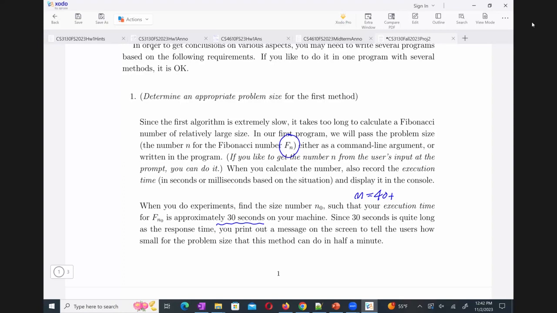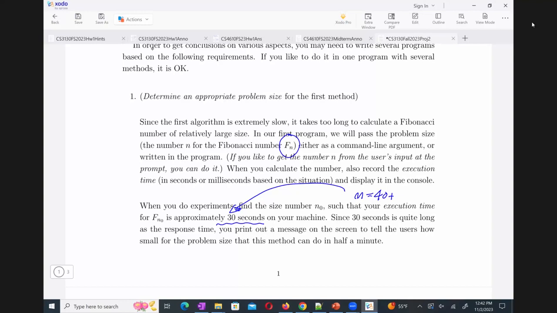The waiting time should be more than 30 seconds, depending on how powerful your machine is. So you should expect waiting that long. Because when you work on a computer, 30 seconds is extremely long. Think about it, you sit there waiting 30 seconds. You cannot tolerate that.